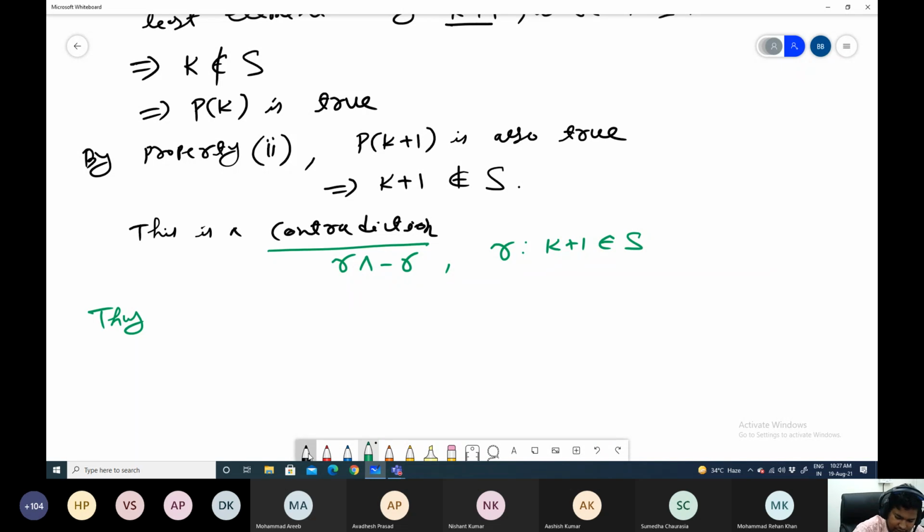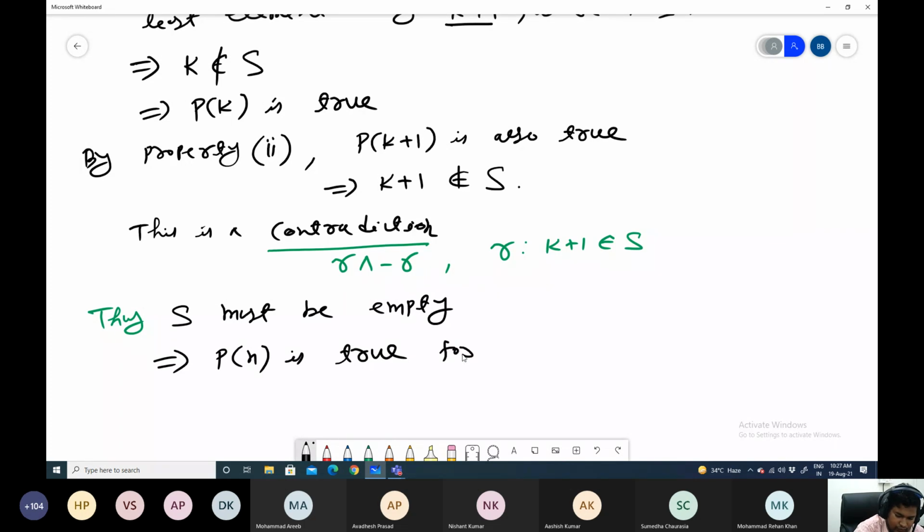So thus S must be empty. So that implies Pn is true for all natural numbers n. Now this proves the principle of mathematical induction.